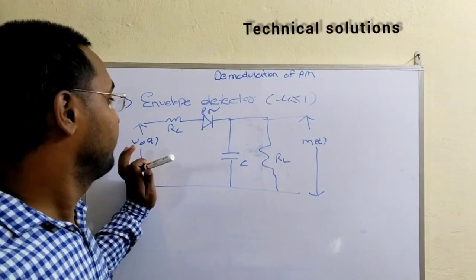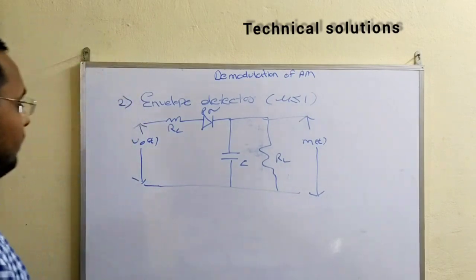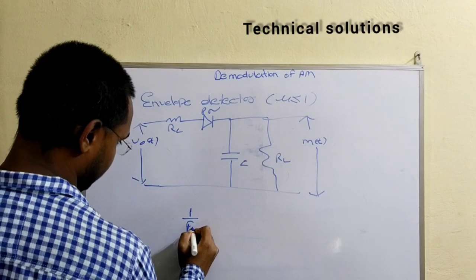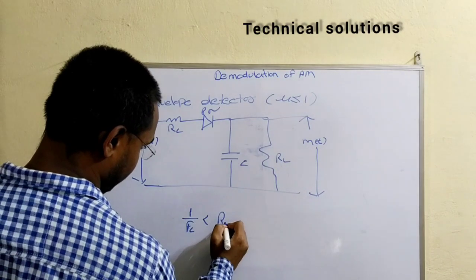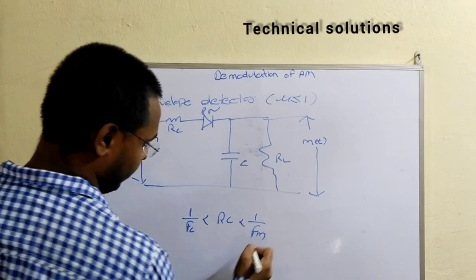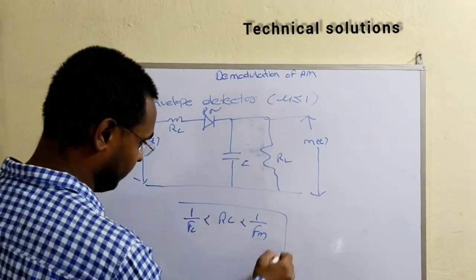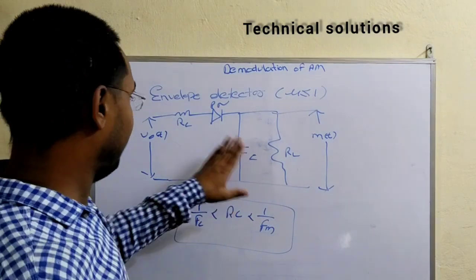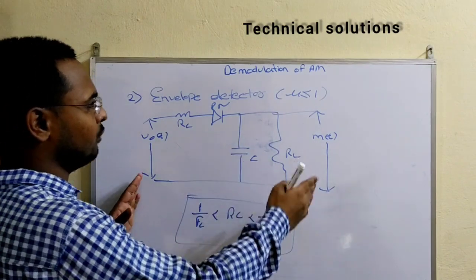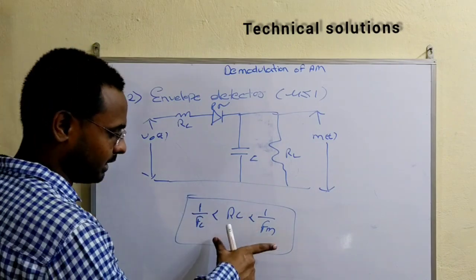You have to learn one simple expression in this method, which is 1 by FC is R into C is 1 by FM. For proper choice of R and C, this expression is valid. Okay. You have to solve this circuit also, but it's not much important. From GATE point of view, you have to focus on this expression only.